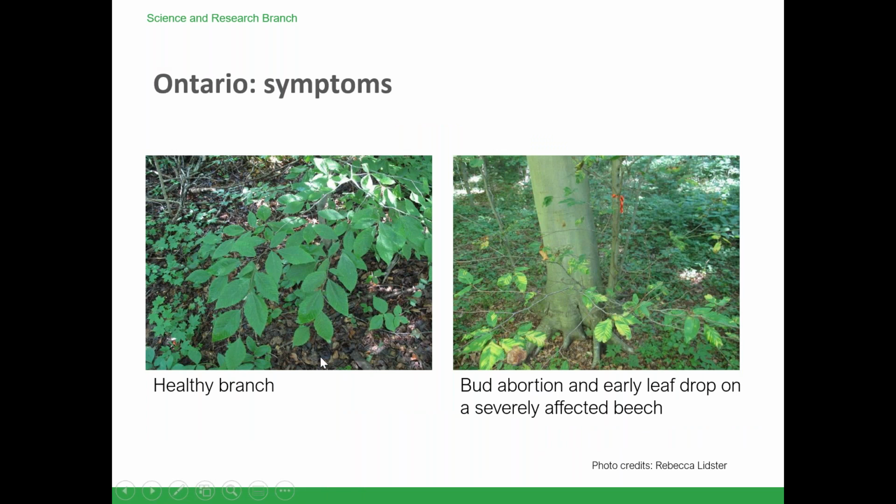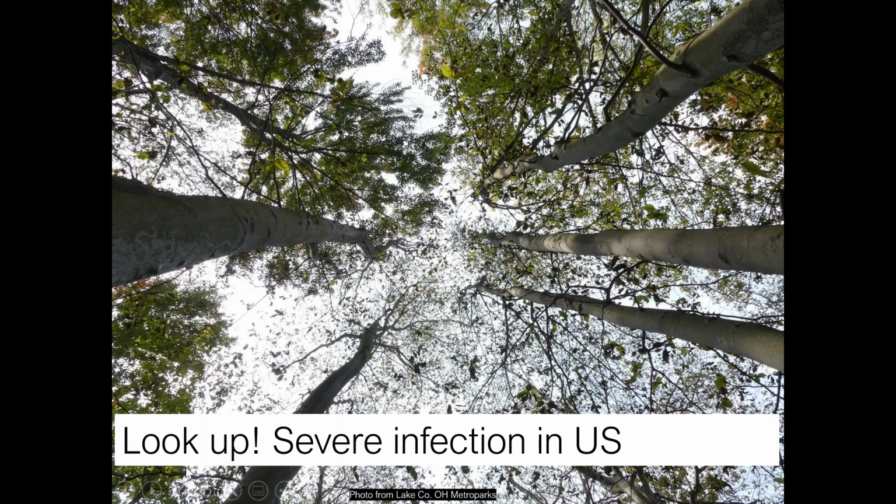The other symptoms, we do see that there's early leaf drop in the trees that have been infected for several years in a row, and we have bud abortion that occurs as well. With the infections, mortality in the smaller trees, the saplings, occurs within a couple of years, up to 5 years. Overstory trees are infected as well, and you can see this picture is from Ohio, where the overstory has been severely affected by the beech leaf disease.